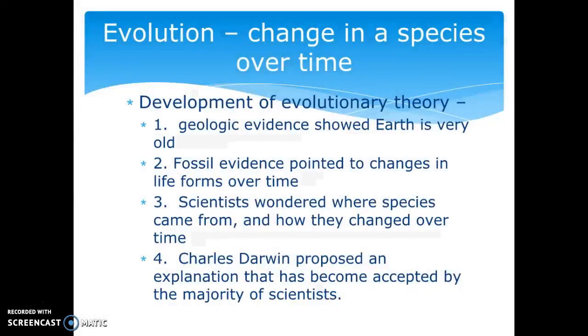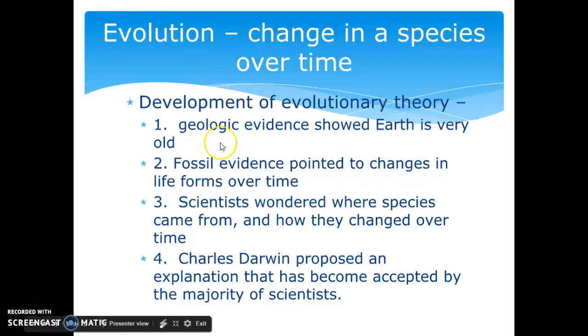All right, my good friend Charles Darwin. Development of the evolutionary theory happened over a long period of time, and what we're saying is evolution is a change in a species over time. Okay? And it is evolution. If you want to survive in an environment, you have to adapt and evolve. Otherwise, your species is going to die.